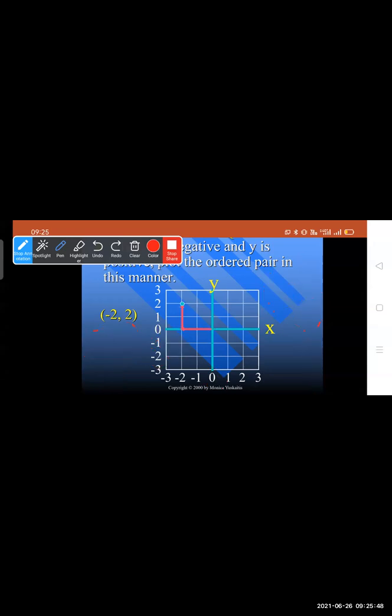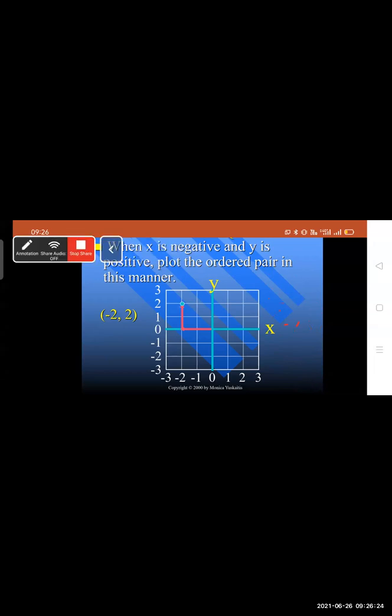Okay. So if your points are positive, positive, then it lies in first quadrant. Negative, positive, second quadrant. Negative, negative, third quadrant. And positive, negative, fourth quadrant. So if the ordered pair is given, then easily you plot the points on the grid. Okay. So that is the general arrangement of coordinates on the axis. I hope this is clear.